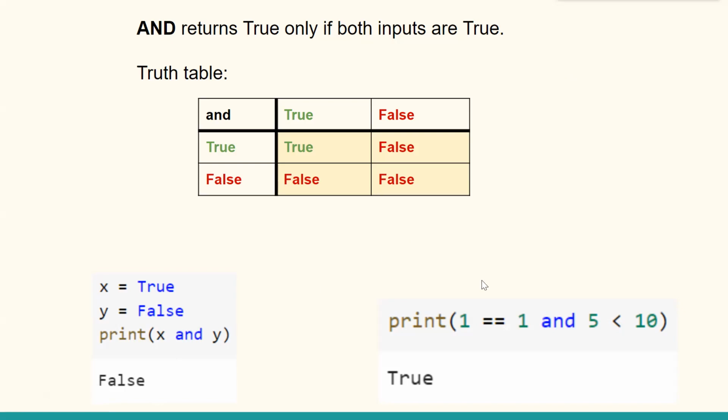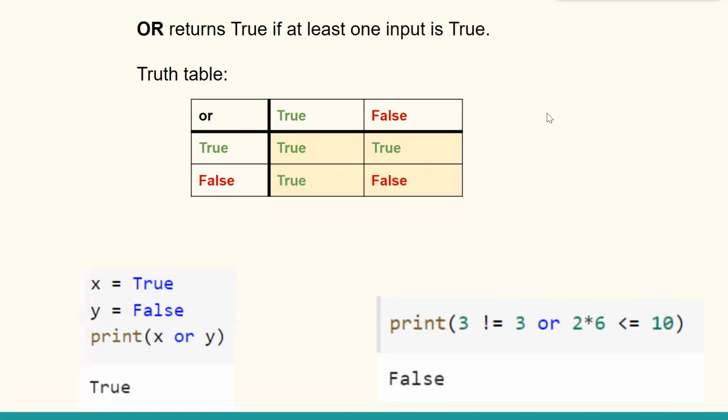And if we have something is true, the other thing is also true, you can follow the truth table here, true and true, the output will be true. Okay, let's move to the next one.